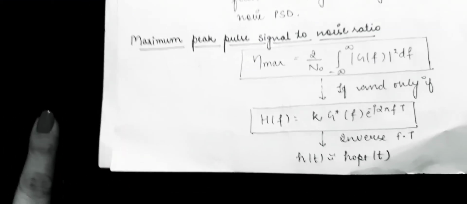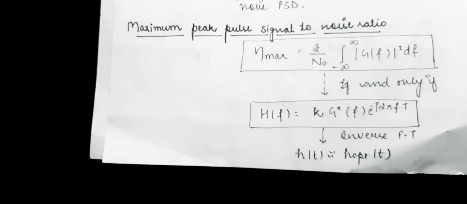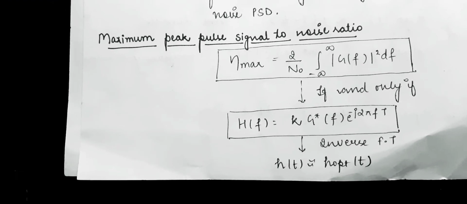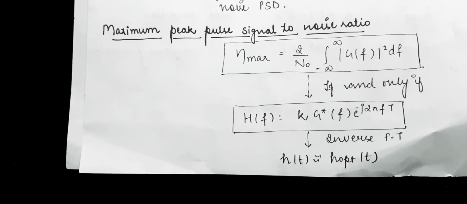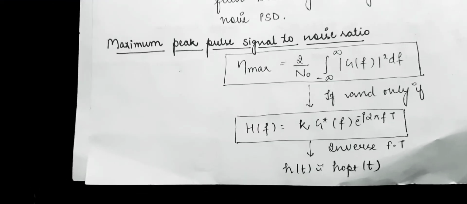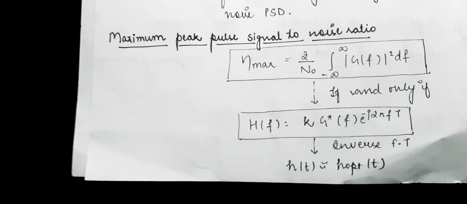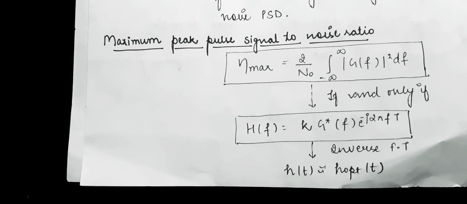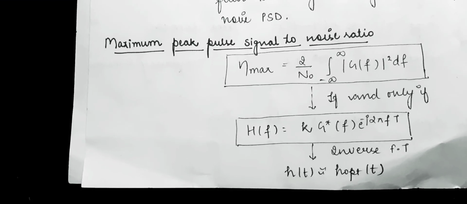So the maximum value of eta will be 2 upon N naught integrating from minus infinity to infinity mod G(f) square df. This is possible if and only if H(f) is equal to k G star (f) e to the power minus j2 pi ft, since we have put phi1(x) equal to H(f) and phi2(x) equal to G(f) e to the power j2 pi ft.